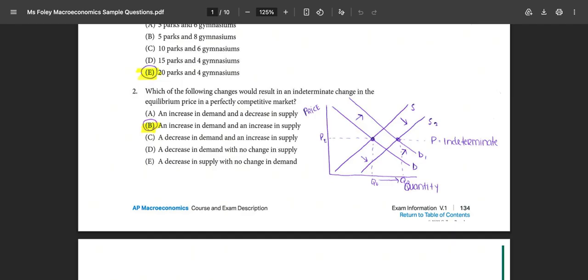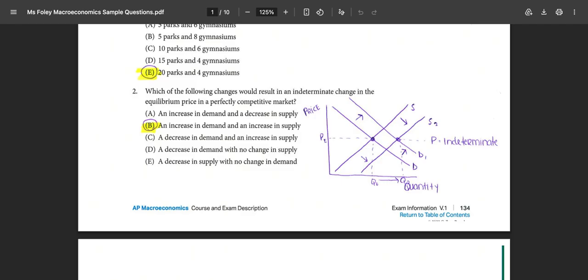Which of the following changes would result in an indeterminate change in the equilibrium price in a perfectly competitive market? You might see the word indeterminate, you might see the word ambiguous, you might see the word unclear. So this means which one of these shifts is going to make price go in two different directions. So when I do two different shifts, an increase in demand is going to make price go up, and an increase in supply is going to make price go down.